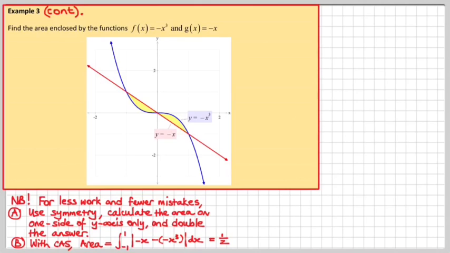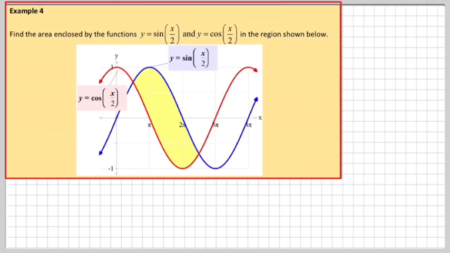So that's really the best way to go if you had a CAS. That's right. So, very exciting. Let's go on to the next one now. Example 4, this is a tricky one, just to mix it up a little bit for us.